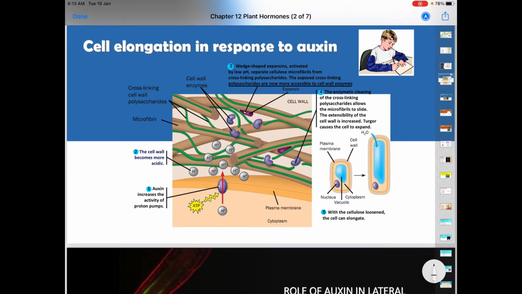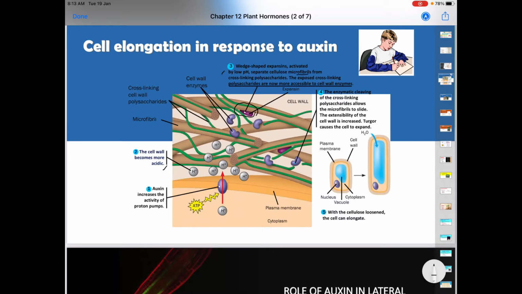So you can read this in details. The auxin increases the activity of the proton pump from the cytoplasm to the cell wall, and then the cell wall becomes more acidic. What happens then? The wedge-shaped expansin. Expansin is a type of protein, but it is a non-enzymatic protein. This expansin is only activated when there is a low pH. When there is low pH, meaning more acidic, the expansin will be activated.